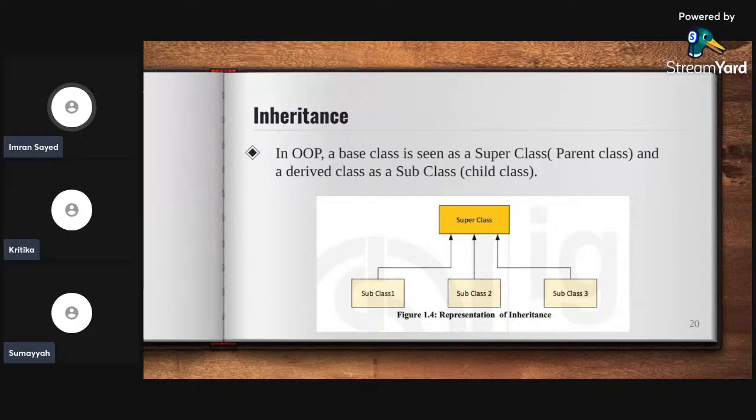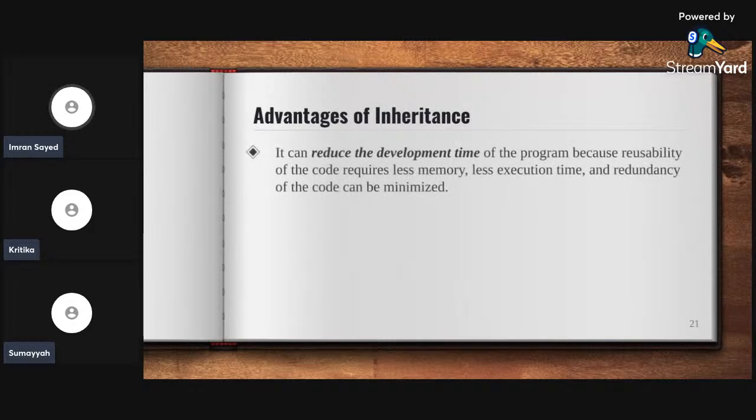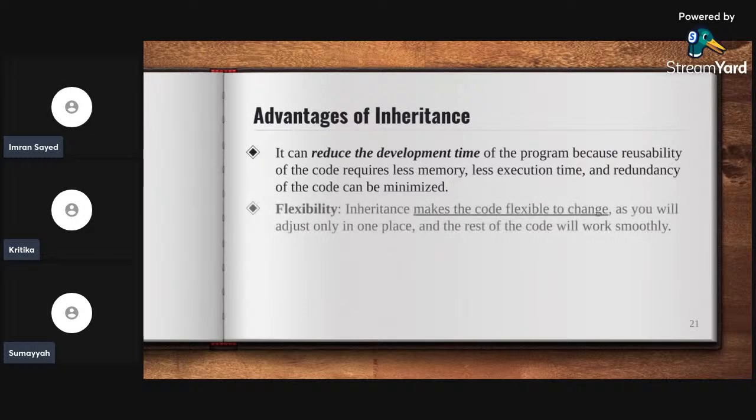Okay, parent classes are called superclasses and child classes are also called subclasses. What are the advantages of inheritance? It can reduce the development time because it offers reusability. If there are child classes which inherit the parent class methods and properties, we don't have to redefine them in the child class. Less execution time, less memory, and redundancy of the code can be minimized. Flexibility: as I explained earlier, you can change the code in the parent and it will be available in the child.